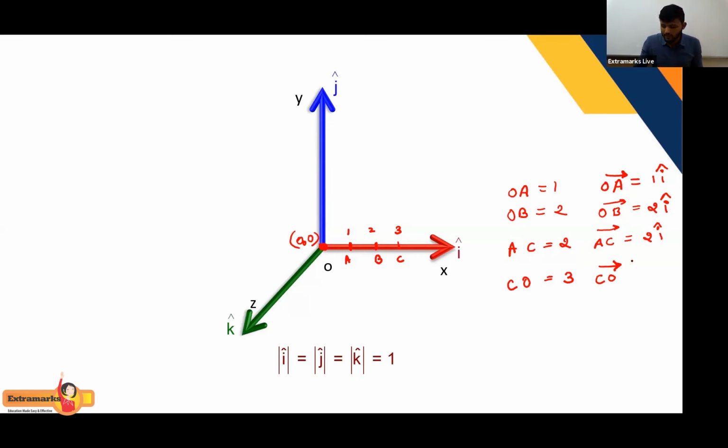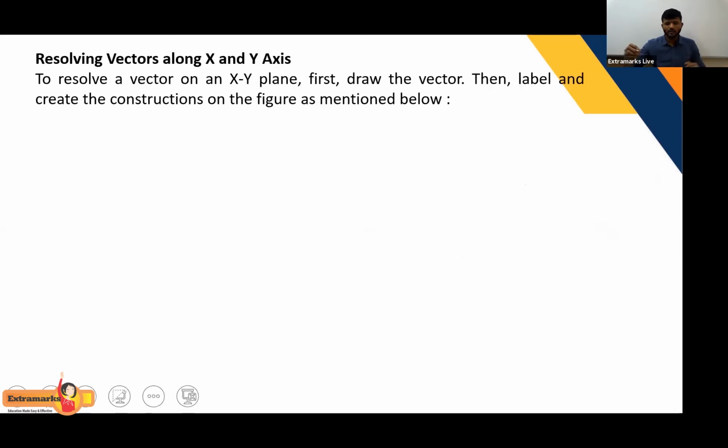also. Here I have written 3 in the minus i cap direction, or I can write minus 3 i cap. So I write minus 3 i cap. It is easily understandable for everyone that you are moving 3 units in the negative direction, or towards the left, right? Now, a very important concept is the concept of resolution of vectors.